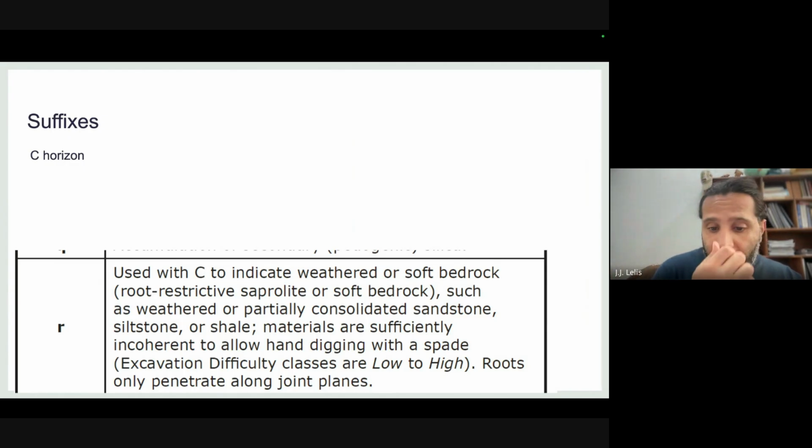Of course, you can see some materials that show the bedrock, so you have a weathered or soft bedrock that you can break easily with your knife or by using your shovels or your hands. You can see the parent material, but the parent material was already destroyed or weathered, okay?